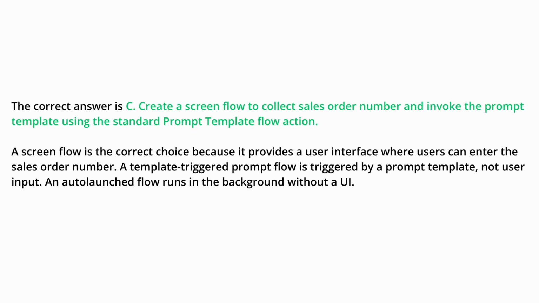The correct answer is C. Create a screen flow to collect sales order number and invoke the prompt template using the standard prompt template flow action. A screen flow is the correct choice because it provides a user interface where users can enter the sales order number. A template-triggered prompt flow is triggered by a prompt template, not user input. An auto-launched flow runs in the background without a UI.